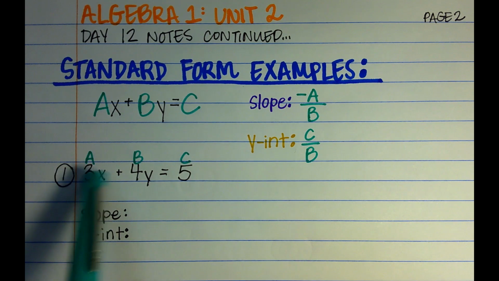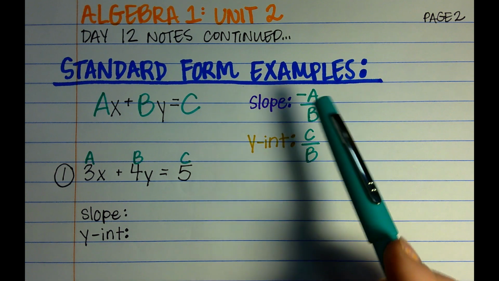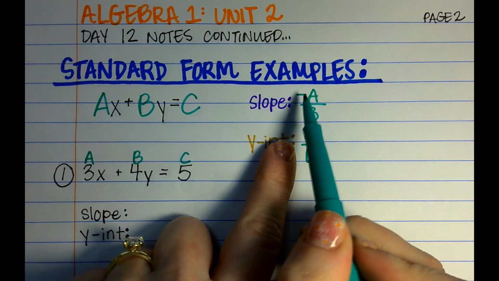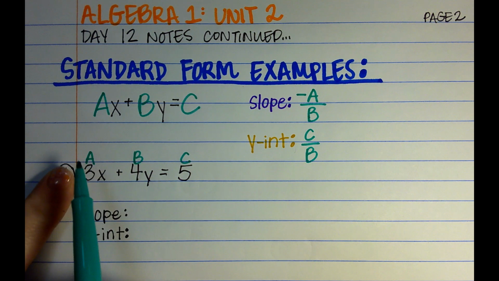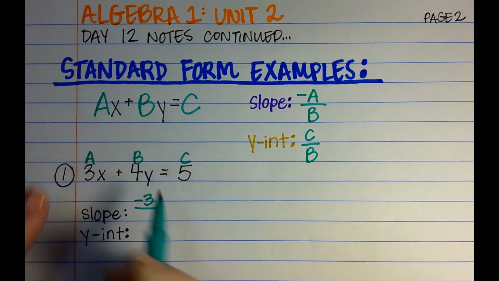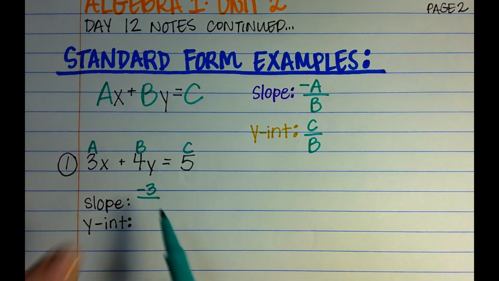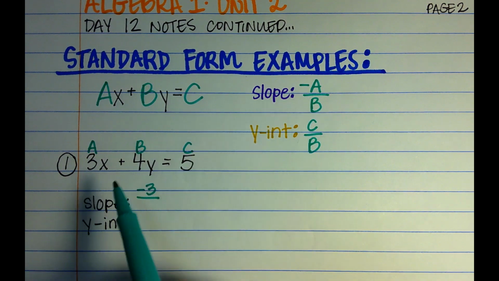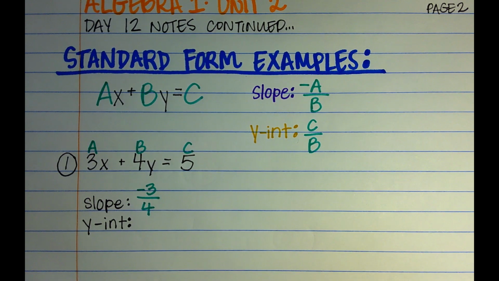So now that I know what A, B, and C are, how could I find my slope? Negative 3 over 4. Yes, my slope is negative A over B. If A is 3, I need to write negative 3 because we're doing negative A. And when I put it over B, my B is 4, so it's negative 3 over 4. There's my slope.